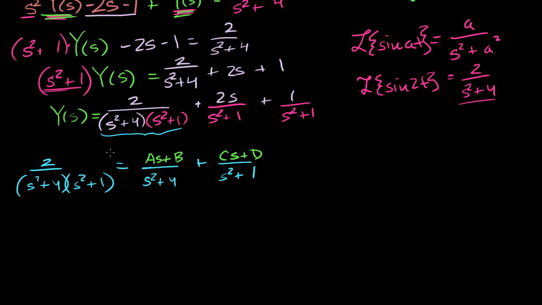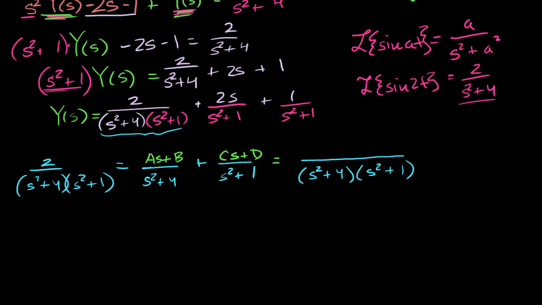This is just partial fraction decomposition. I've made a couple of videos on it. And I'm assuming that this expression right here can be broken up into two expressions of this form. And now I need to solve for a, b, c, and d. So let's see how we can do that. If I were to start with these two and add them up, what do I get? My common denominator would be this thing again. It would be s squared plus 4 times s squared plus 1.